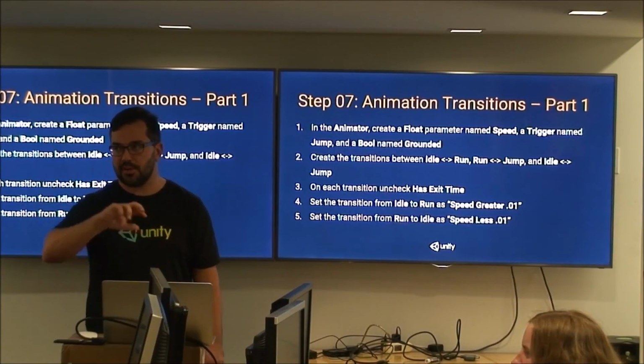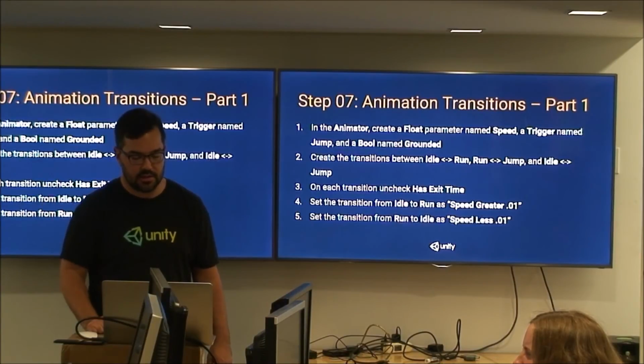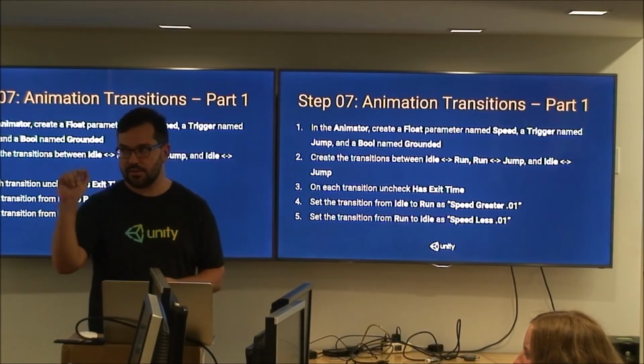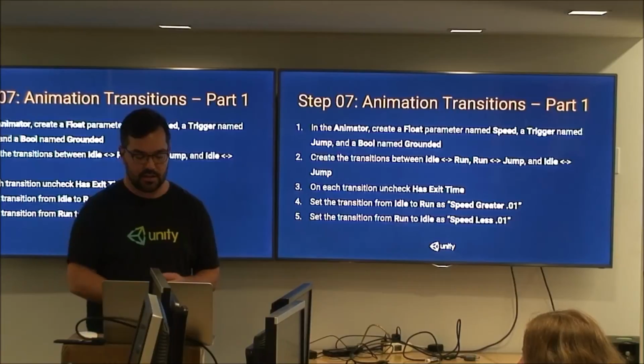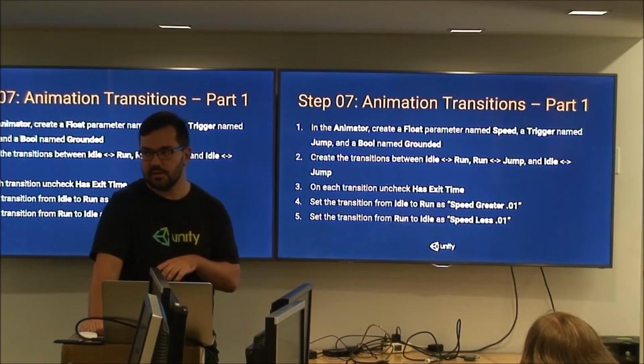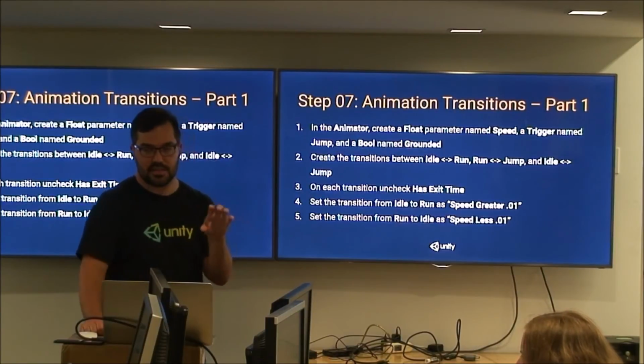This one's pretty simple. You want to transition forward and back between all the states. Uncheck has exit time on all of those transitions. Basically, you just click on the little line that goes between the states. Uncheck has exit time. And then set the transition conditions from idle to run as speed greater than 0.01, and from run back to idle as speed less than 0.01.